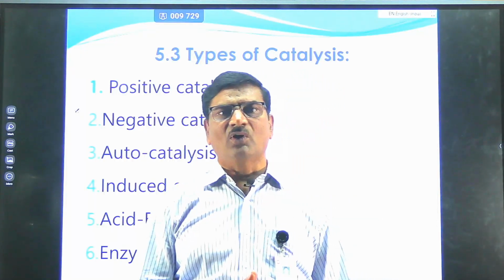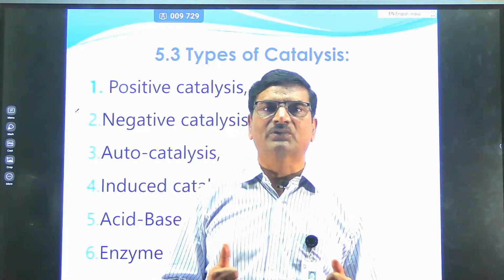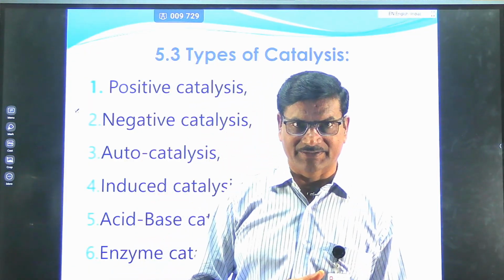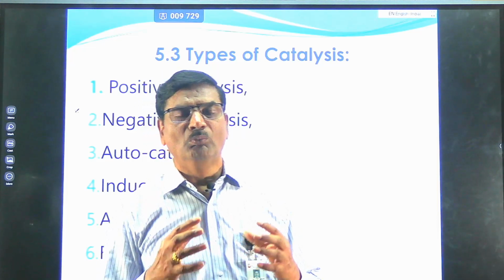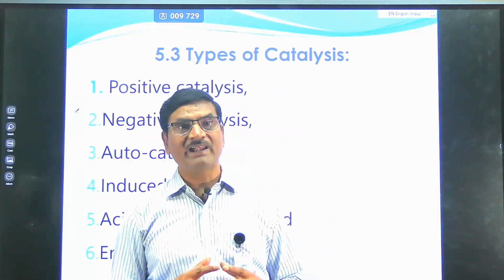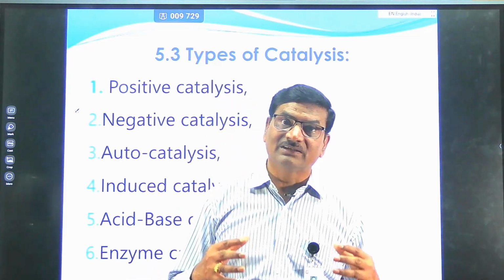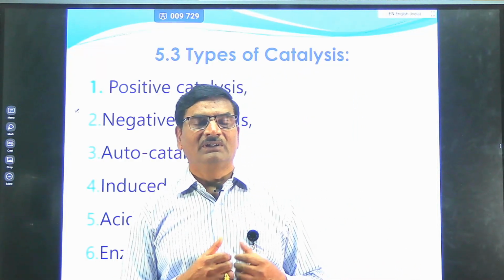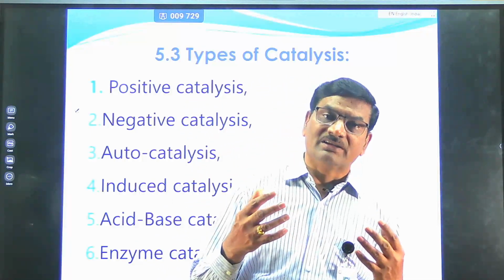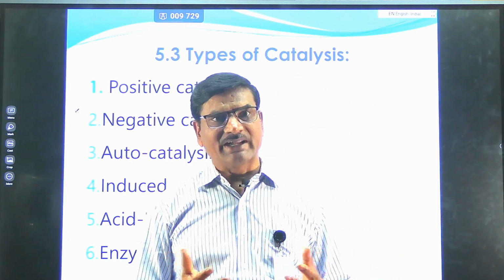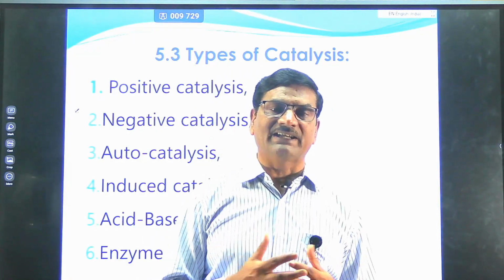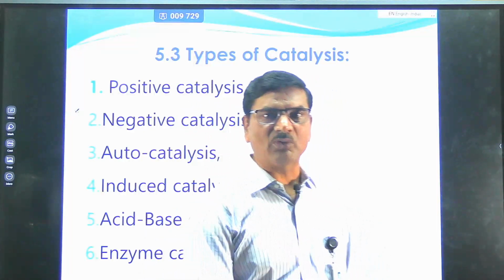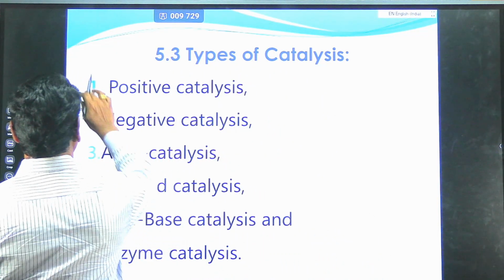Last lecture, we already discussed homogeneous and heterogeneous catalysts. Today, we are going to discuss types of catalyst. Depending upon the mode and nature of the catalyst, catalytic reactions are divided into 6 parts: positive catalyst, negative catalyst, autocatalyst, induced catalyst, enzyme catalyst, and acid-base catalyst. One by one, we are going to discuss the different types of catalyst.